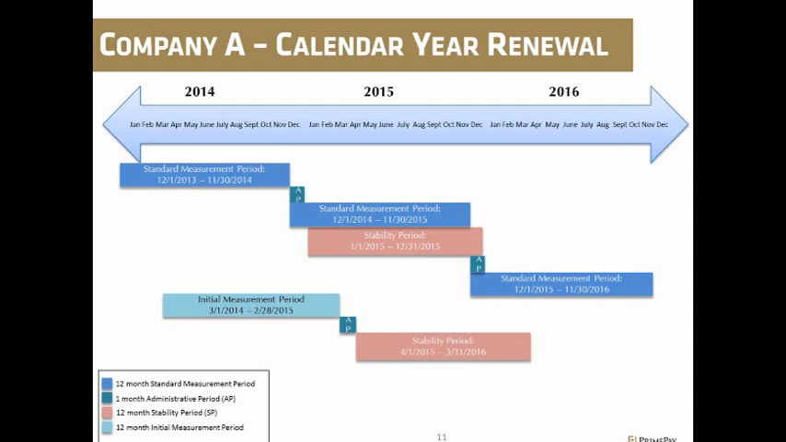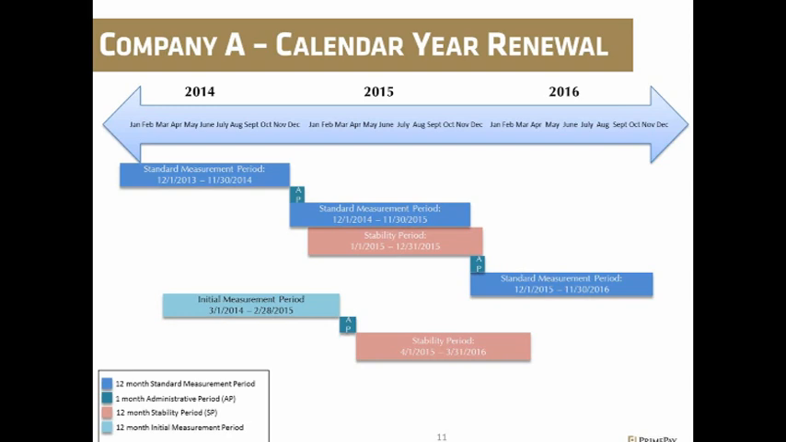One thing to note here as well with the new hire: the new hire will be measured or monitored through their initial measurement period, but will also begin to be included in the standard measurement period of the ongoing employees once a new standard measurement period has been started. So this particular new hire on March 1st, 2014 will also be measured in the standard measurement period of 12/1/2014 through 11/30. Okay, so there are multiple measurement periods that a new hire can actually go through.